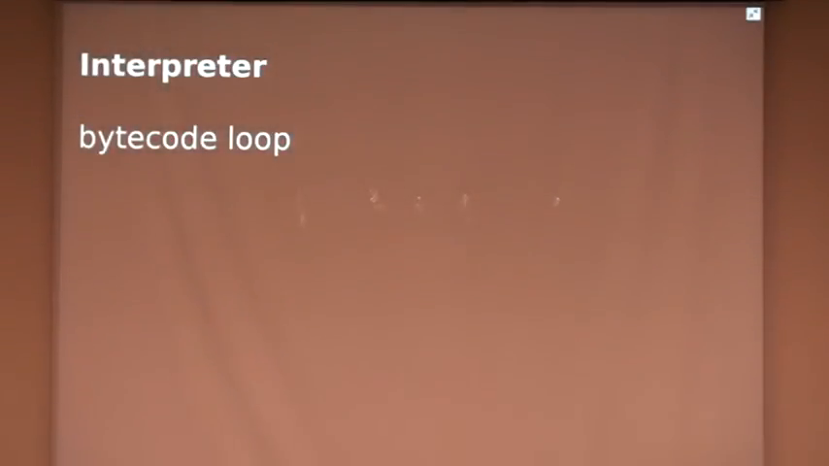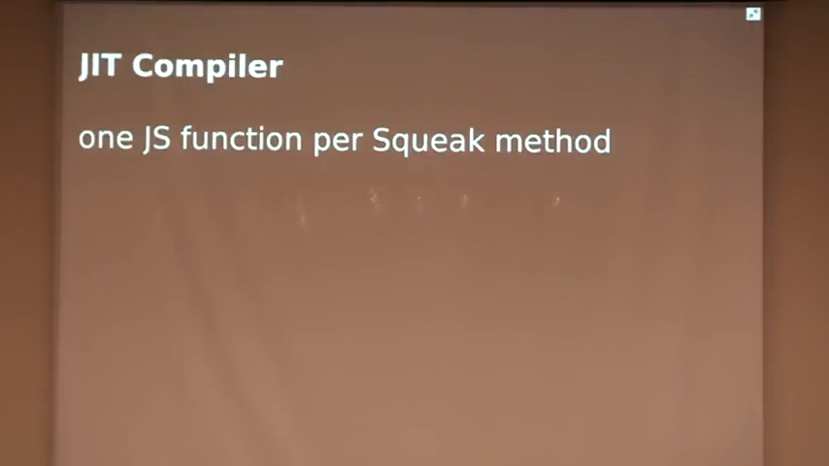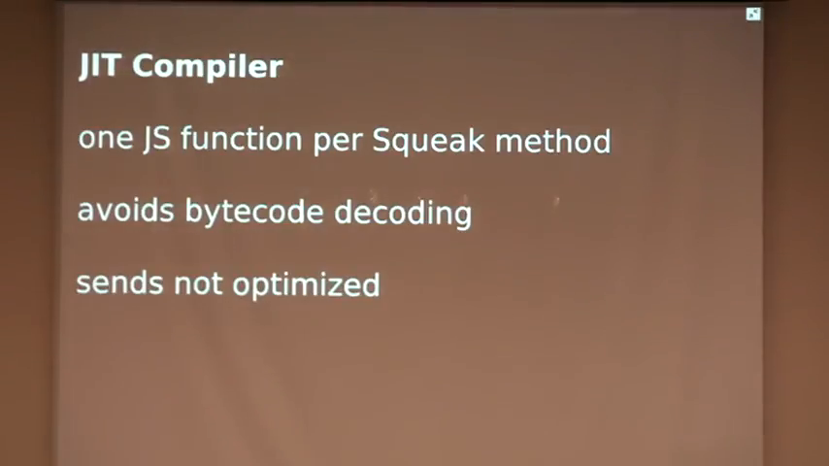Okay, back to my slides. Where are we? Sends, full context, allocation. Okay, did that, JIT compiler. We did that. Yeah, okay. So we have a little bit more.